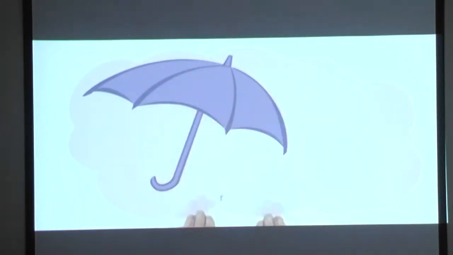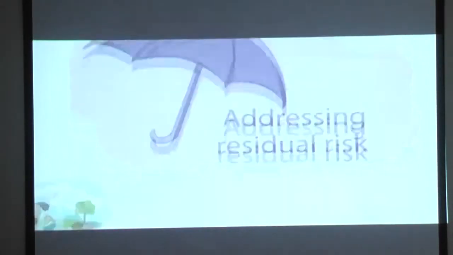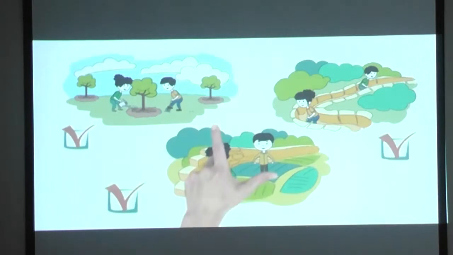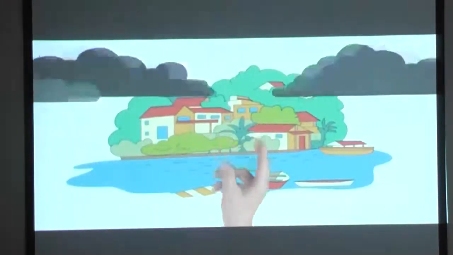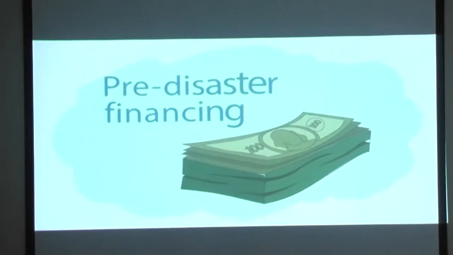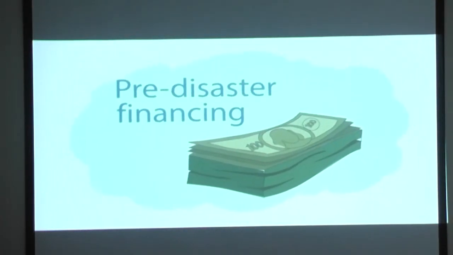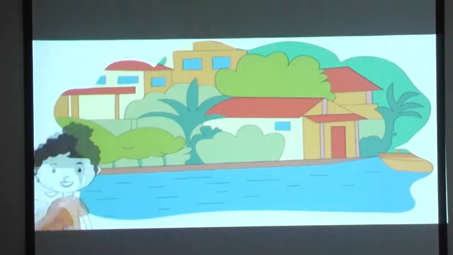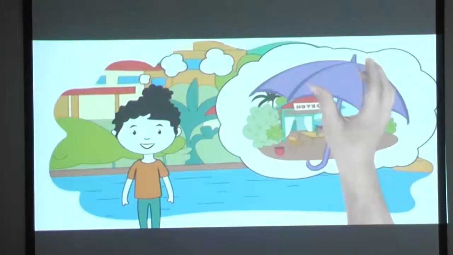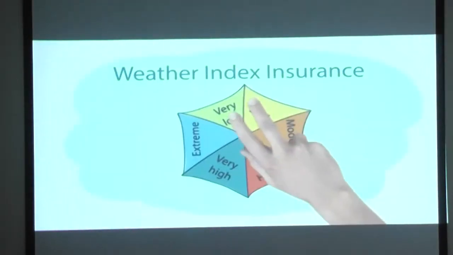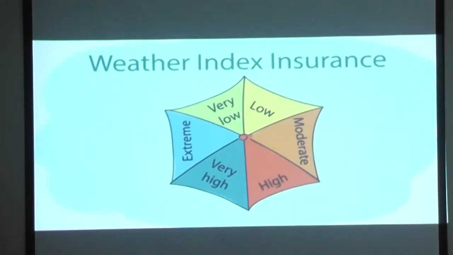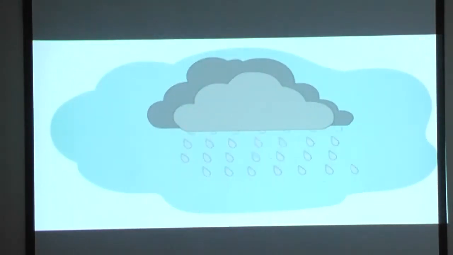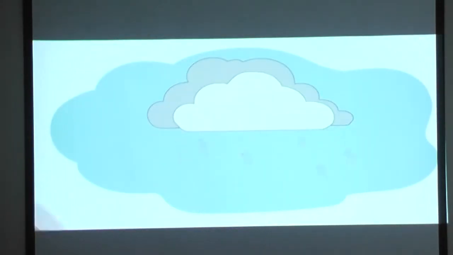2. Addressing residual risk. However, even if you put all preventive measures in place, some residual risk still remains. This is where ex-ante financing, that is, financing before a hazard strikes, can help. As an individual, Brea can take out a microinsurance policy in case her hotel is damaged. Weather index insurance could be a good option for the farmers in Brea's community, which will pay out when there has been too much or too little rain throughout the year.